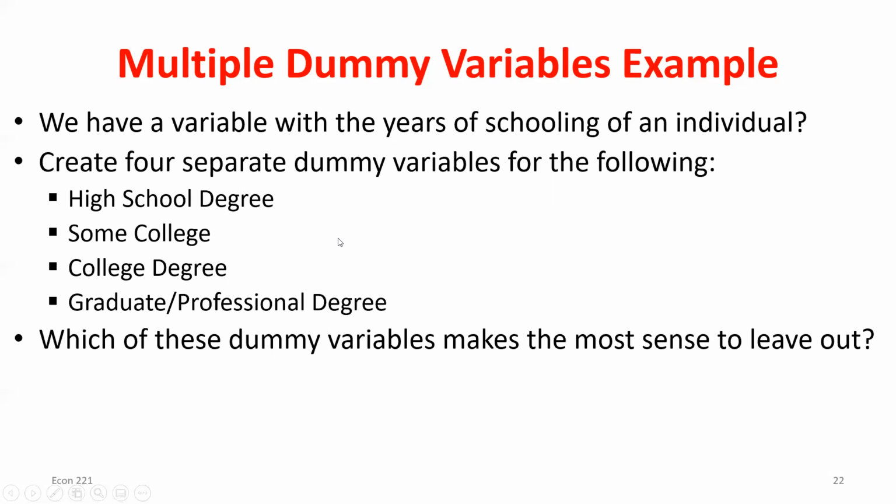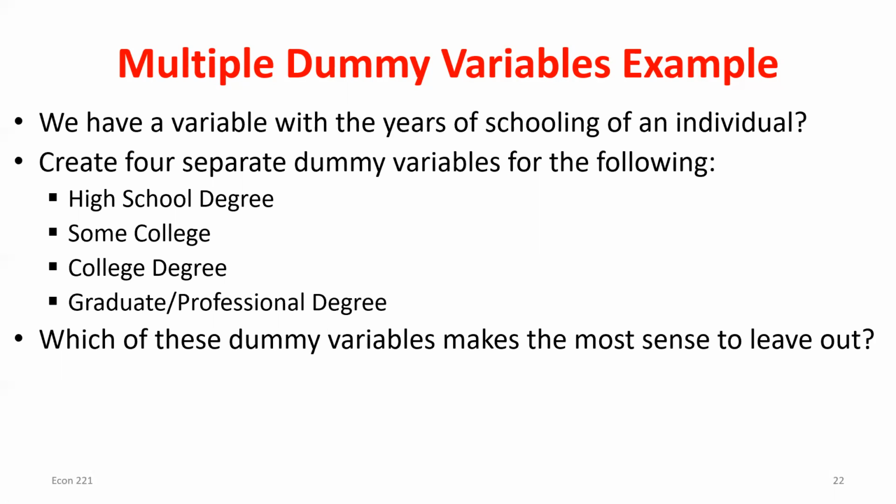So which one might make the most sense to leave out here? Remember, these coefficients are always going to be interpreted as, say, the effect of having a graduate degree relative to whatever group I leave out. So what might make the most sense? What group should I leave out of my regression there? Yeah. Right?